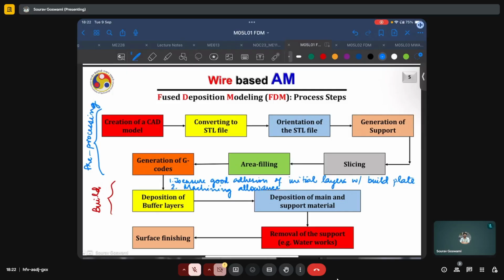And once the main and support materials have been deposited, we will remove the support structures. In a typical FDM machine, this can be done using something called waterworks, where water is used to selectively dissolve only the support structures and then finish the surface to the required quality. So this last row pertains to post-processing.